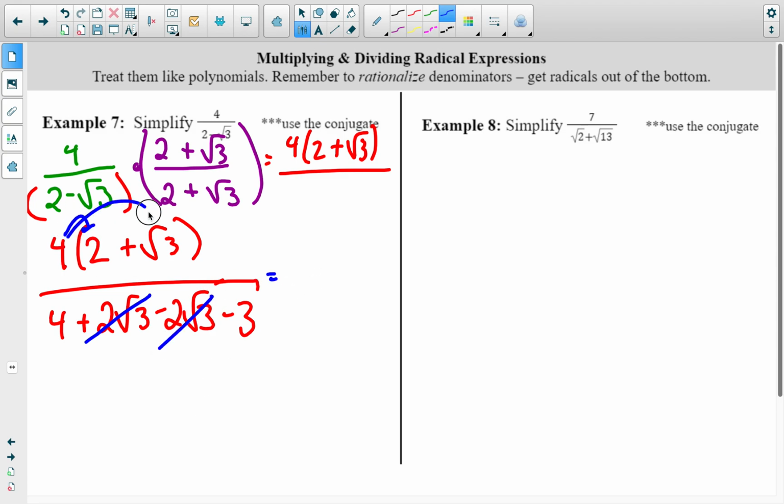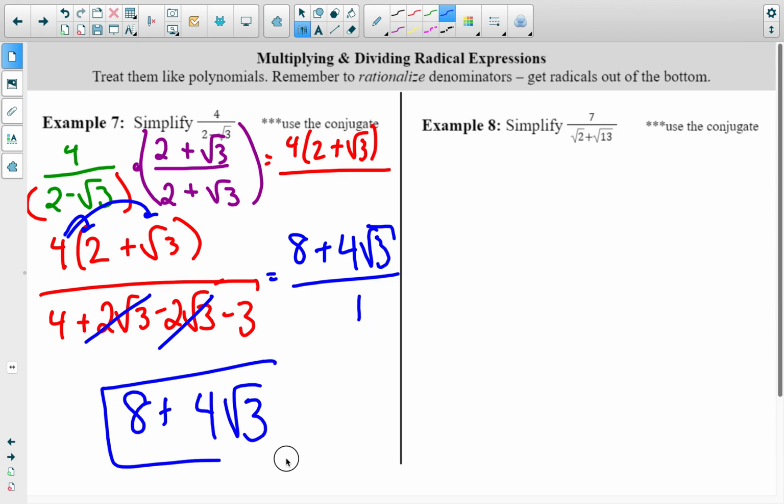All right, distribute your 4 on the top. You end up with 8 plus 4 root 3. We can't multiply the 4 and the 3 together because this 4 is not underneath a radical. Over 4 minus 3 is 1. We just have 8 plus 4 root 3.